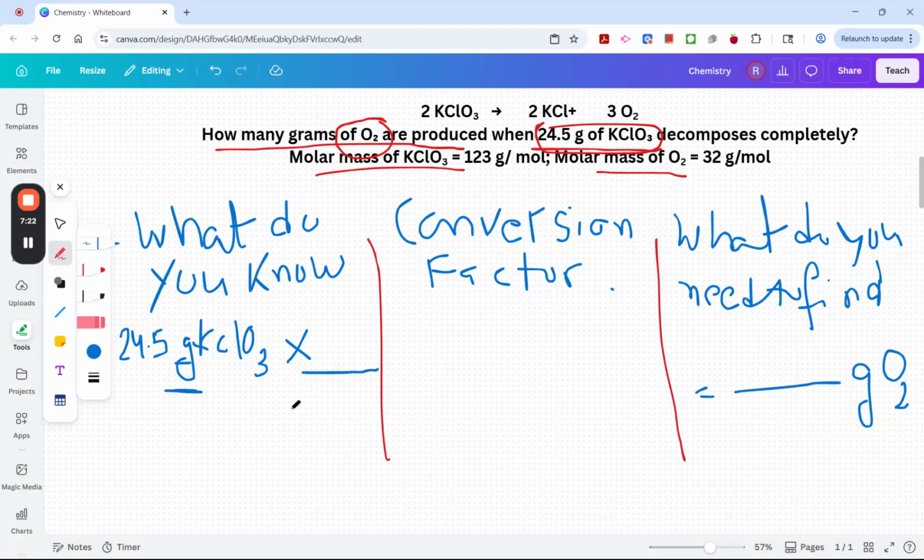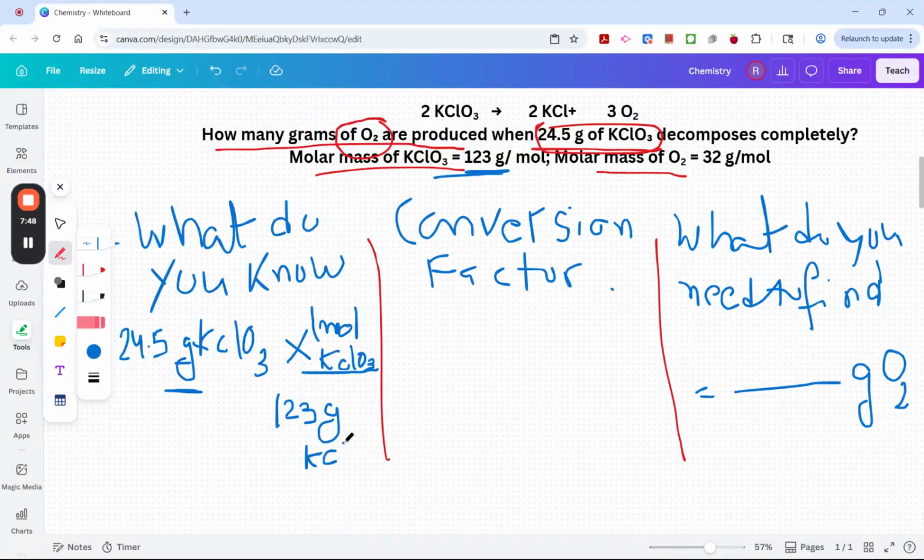So I want to change grams of KClO3 into moles. I will write 1 mole of KClO3 at the top, which is equal to its molar mass. It's given to you, or you can find it: 123 grams of KClO3.